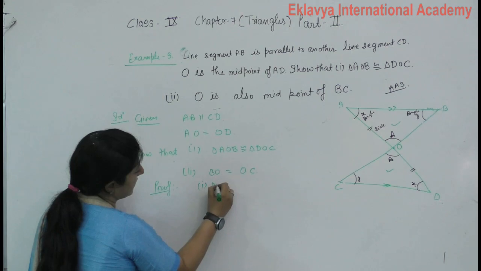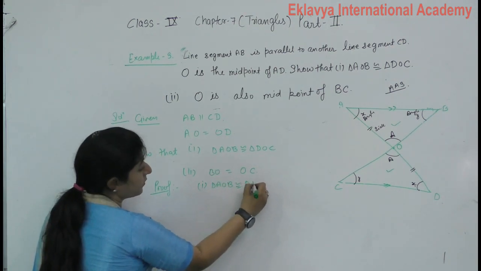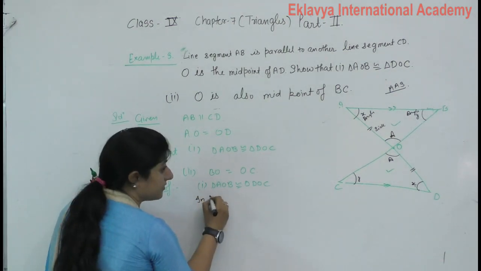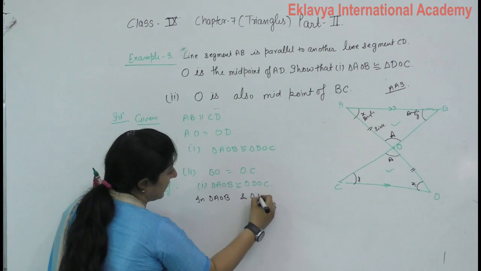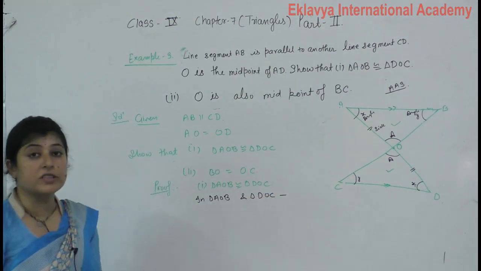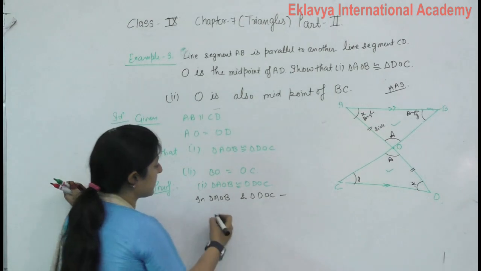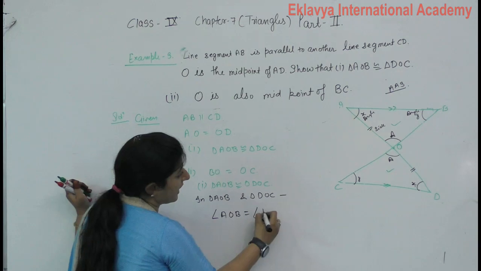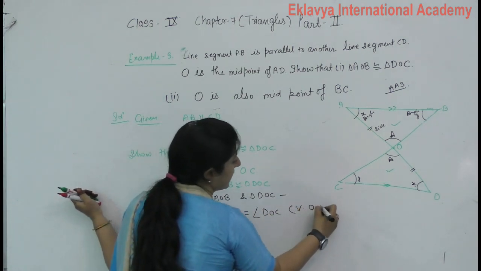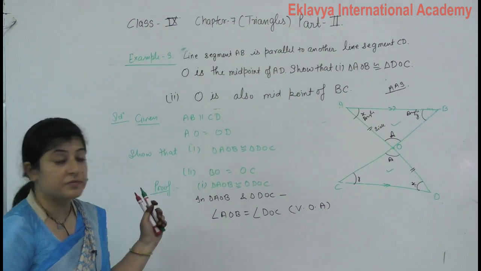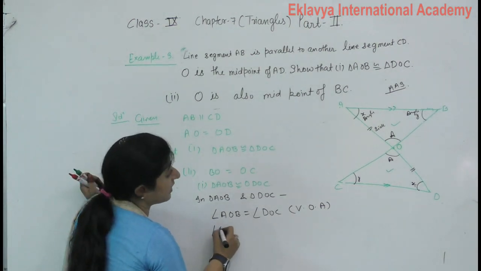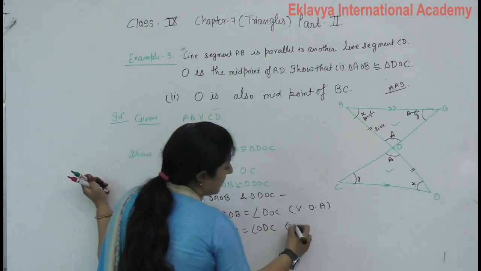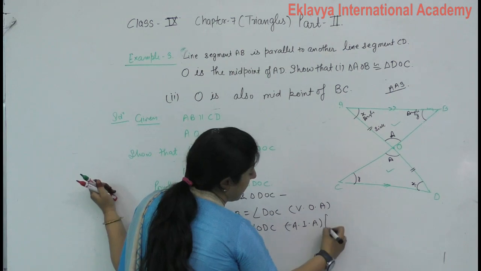First part: triangle AOB is congruent to triangle DOC. Now take triangle AOB and triangle DOC. In these two triangles I can say that angle AOB is equal to angle DOC, reason is vertical opposite angles. Next, angle OAB is equal to angle ODC, reason is alternate interior angles.